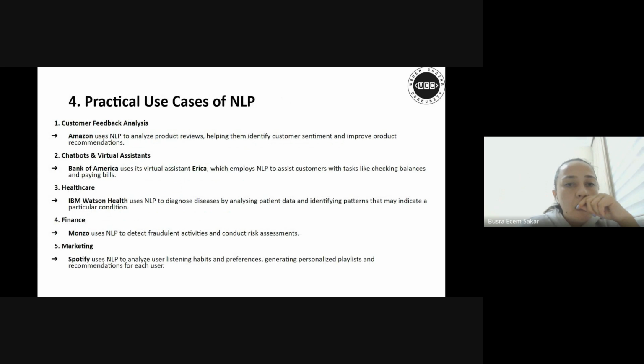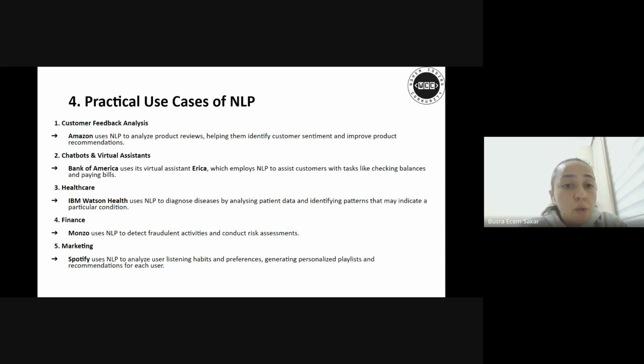Exactly. So let's take a look at some practical use cases of NLP in different industries. I tried to choose real-world examples. For example, customer feedback analysis. Amazon uses NLP to analyze millions of product reviews, and by identifying customer sentiment with models like BERT for sentiment analysis, and methods like LDA, which we mentioned just a minute before, for topic modeling, they can understand what customers are saying about different products.